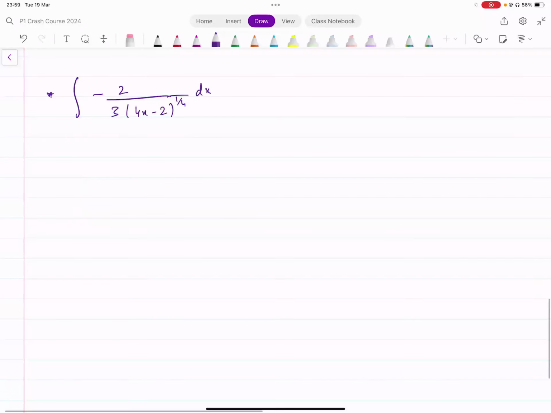How would you do this? You would first bring this to the numerator. You would say this is minus 2 over 3. In fact, you could write minus 2 over 3 outside the integral, right? That's multiplying and dividing by the whole thing. You can write that outside. And inside, you're just left with 4x minus 2 whole raised to power minus 1 over 4 then. Apply that rule in this. What does that give you?